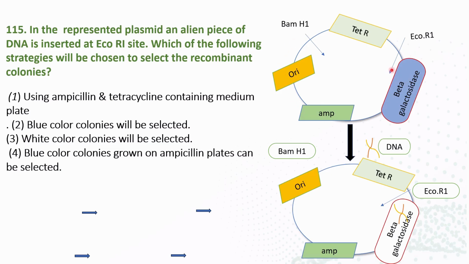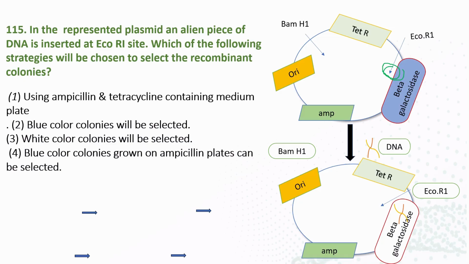You can see that this is a bacterial organism which contains all the enzymes and everything. Here you can see that beta galactosidase is present and the EcoRI site is present. BamHI, ori, ampicillin, everything is added to that sample. If you see this sample, they are saying that they'll add the DNA in the place of the EcoRI site.